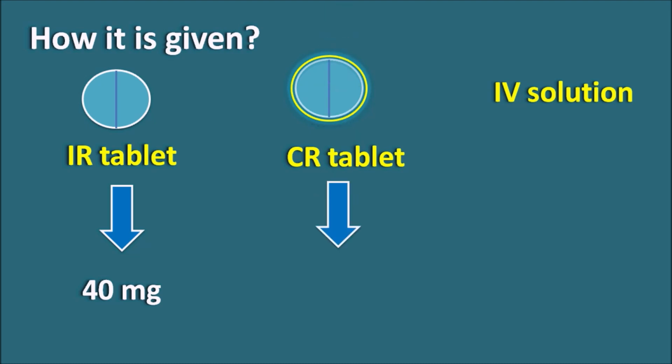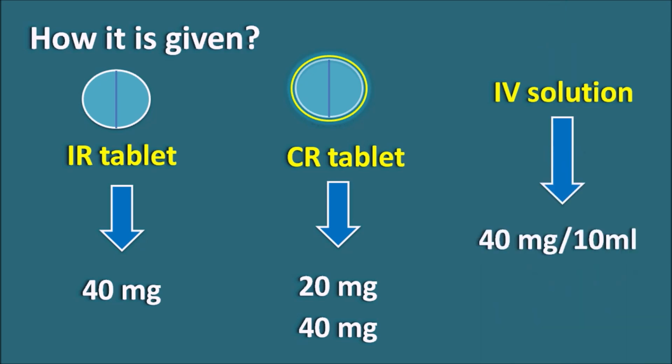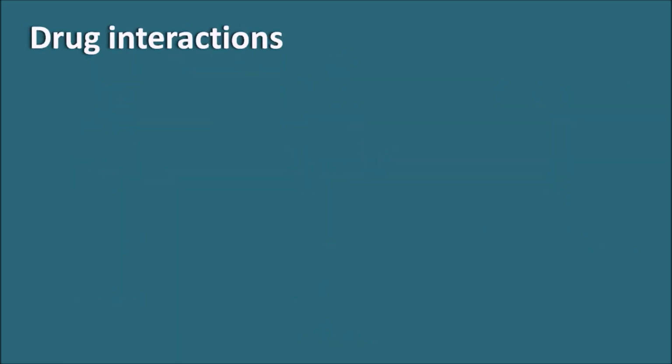The CR tablet is available at a dose of 20 mg as well as 40 mg, and IV solution is available at 40 mg per 10 ml strength. The dose of the pantoprazole depends on the clinical situation, and most of the time it is going to be started at 40 mg once daily, but according to the situation, the dose can also be increased to 40 mg twice daily. Drug interactions.